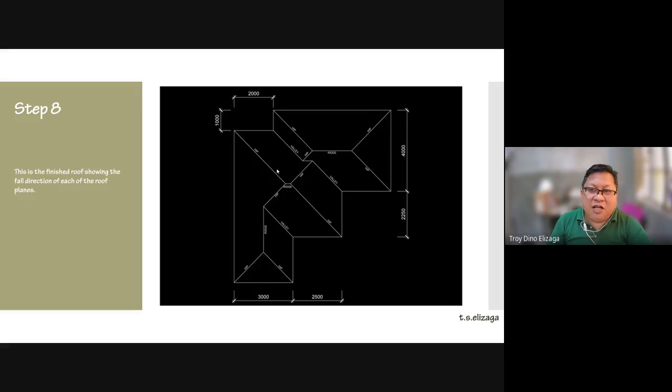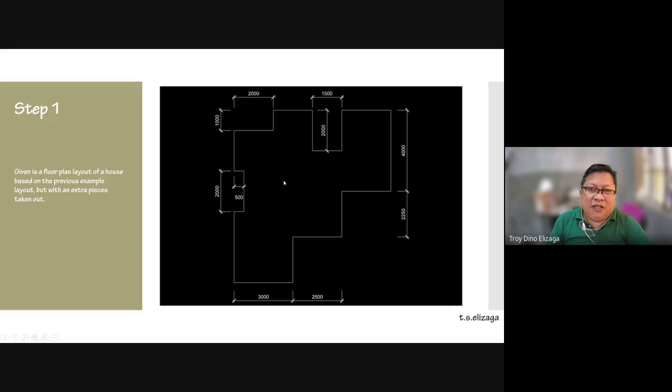So draw in the ridge lines and then this is the finished floor. We forgot to put the slope or the edge, the fall, or maybe I forgot to copy it. The last one, we try to complicate it more by cutting along the sides.